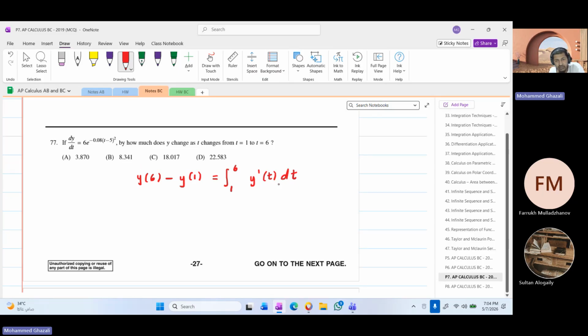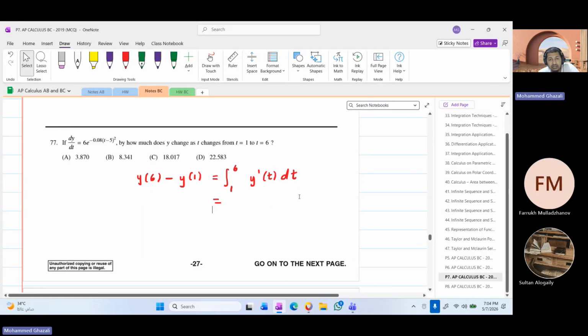And we have the derivative, which is dy/dt. So you're just going to put it into the calculator and get an answer. Let's do it quickly. If you have a calculator, do this. You're going to put this entire function in as y prime t. Quickly.